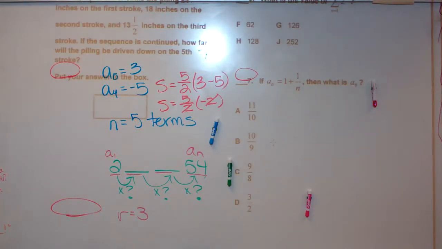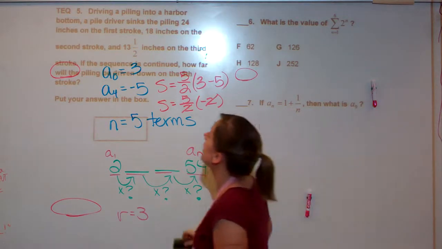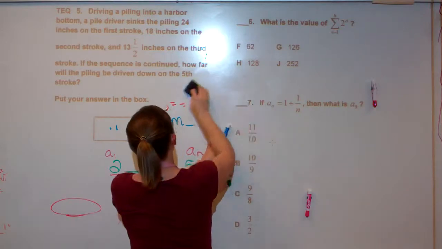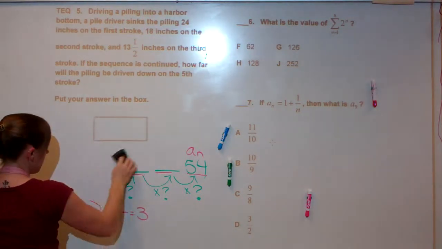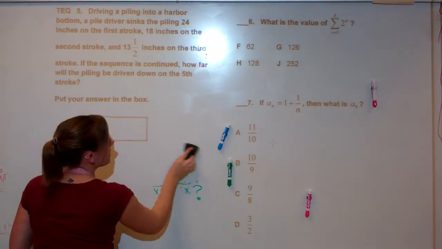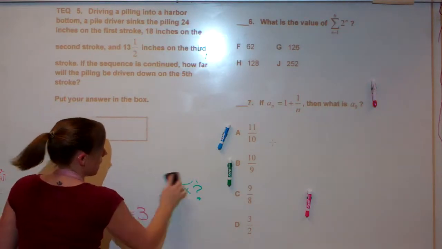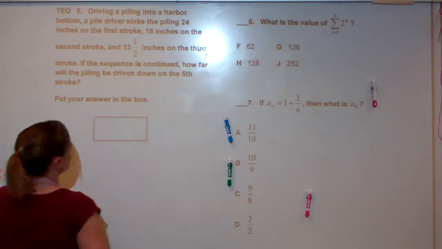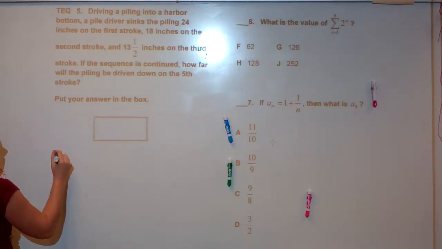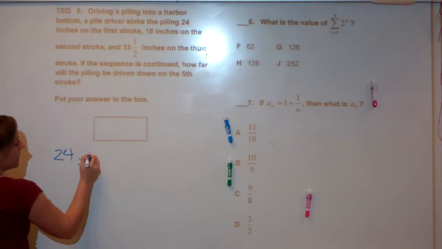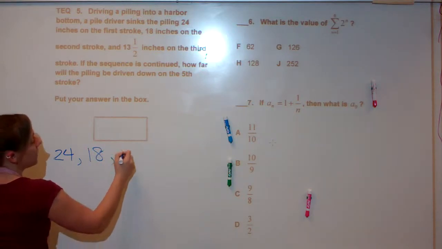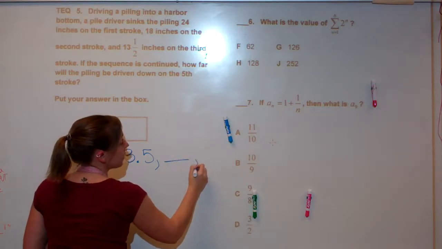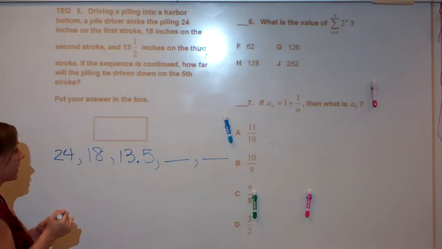This TEI question is pretty tough. So what I did was I actually just found what I was multiplying by, and I just kept multiplying until I got to the 5th term, okay, or the 5th stake. So what I did was I just said, okay, I'm starting at 24. I'm going down to 18, I'm going down to 13.5. And then it asks for the 5th term, so that means I need 2 more blanks, all right?